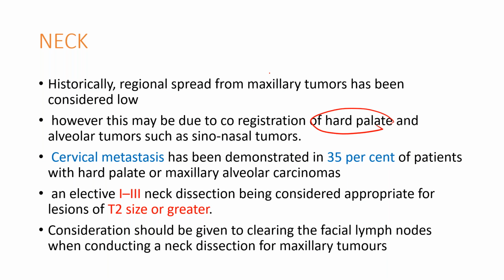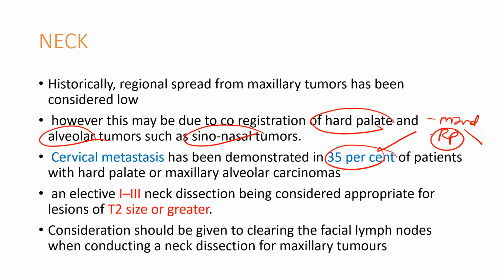Hard palate, alveolar tumors and sinonasal tumors are nearly 35% of the patients. Okay, 35% of the patients. And what is the lymph node level? I told you the submandibular lymph nodes are involved, and the retropharyngeal lymph nodes. Of course, retropharyngeal cannot be removed. Submandibular, that is level 1 to 3, elective neck dissection is done.